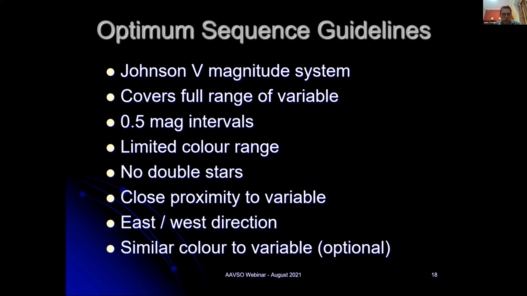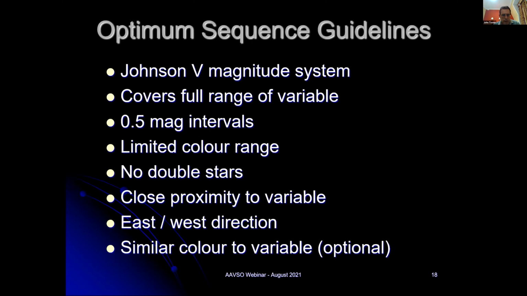Roughly half a magnitude intervals, if that can be arranged. And you don't always have the comparison stars to do that, but this is the guideline, and this is what we try to do. You need a limited color range in the variable because the color response between visual and V is not the same. And so you need to limit that within the sequence if that's feasible.